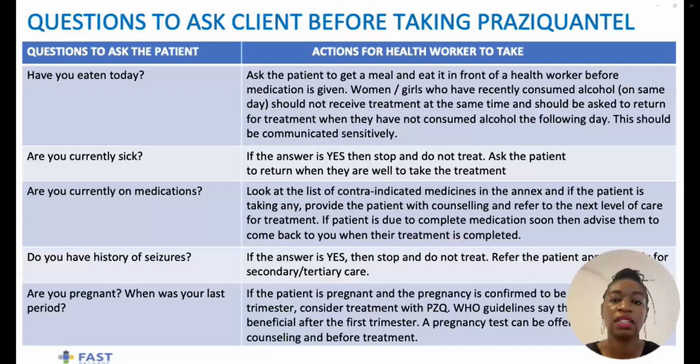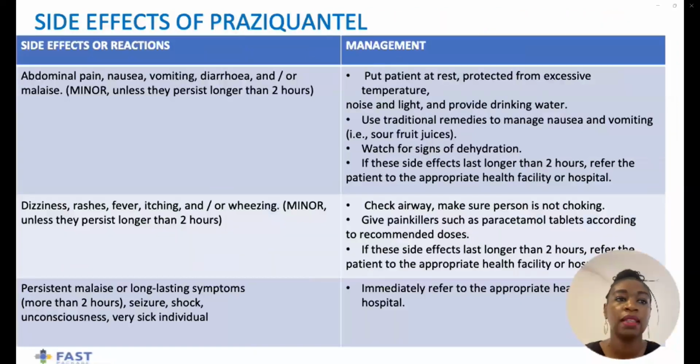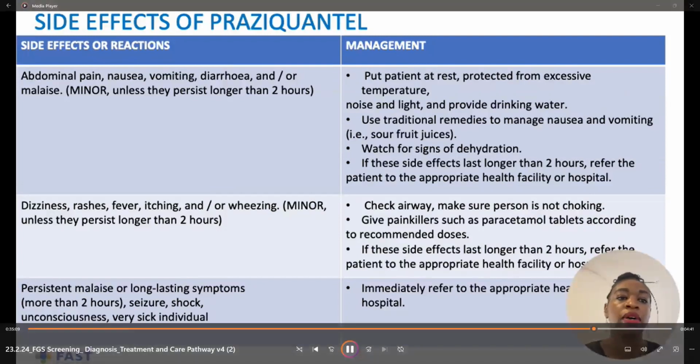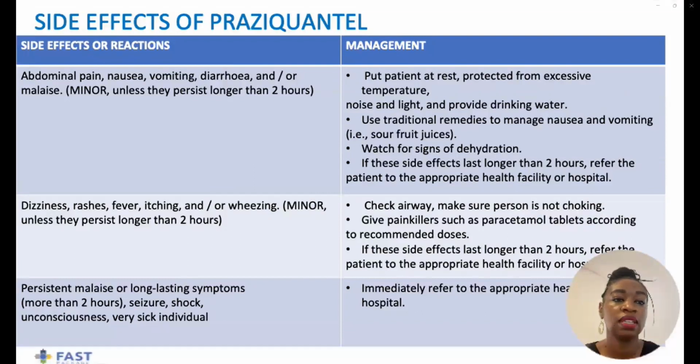The only thing that has always been of concern is within the first trimester. Then when we look at the side effects, as with any drug, you can have the normal GIT reaction from abdominal pain, nausea, vomiting, diarrhea, or malaise, and that's less than 2 hours. So anything that lasts less than 2 hours is considered to be minor. Anything that persists beyond that then is an issue, and the patient has to come back to the facility.